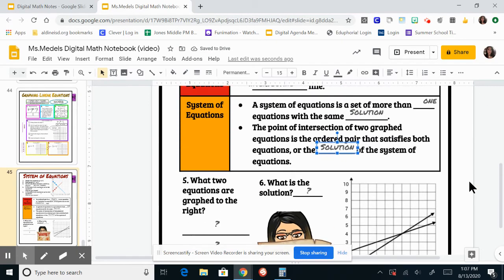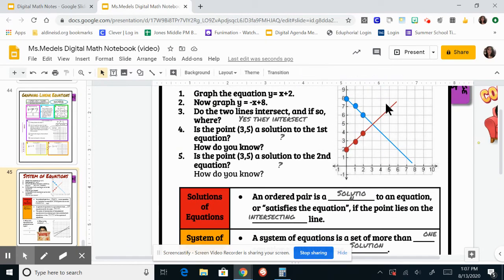Now, typically, we don't have you graphing. I'll give you the graphs and I'll ask you how many solutions there are and what my solution is. For example, here I only have one solution because they only cross one time, and my solution was (3, 5).